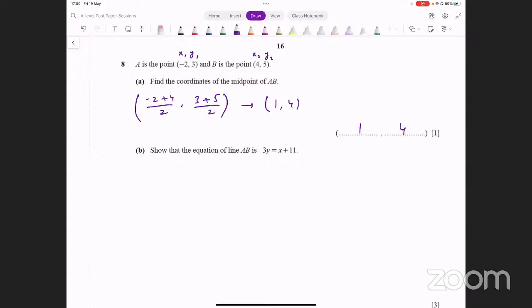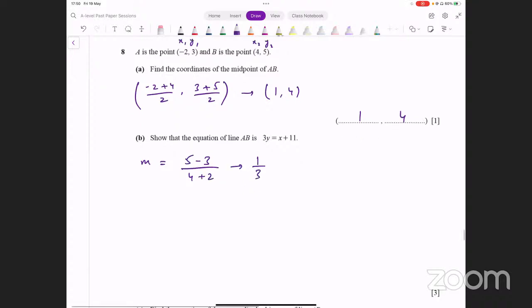It says, show that the equation of the line AB is 3y equals x plus 11. AB line की equation चाहिए. Line की equation के लिए एक चीज आपको चाहिए होती है, that is the gradient of the line. Let's figure that out first of all. y2 minus y1, that's 5 minus 3 over x2 minus x1. That's 4 minus minus 2. That's going to be 4 plus 2. That's 2 over 6, which is 1 over 3. That's the gradient that we're getting.